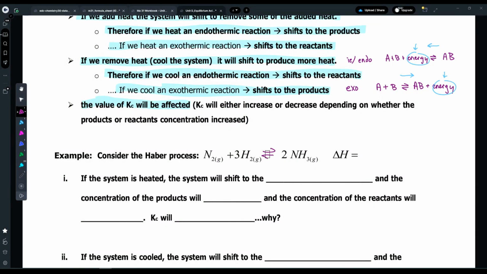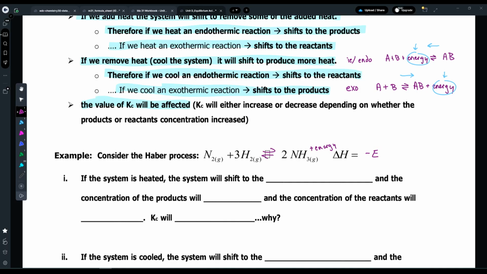Now, the Haber process is going to be an exothermic reaction. So it's got a negative amount of energy. So because it's an exothermic reaction, that means our energy term is going to be on the product side. So I'm just going to write energy over here. Now, how much energy there is doesn't really matter. What matters is if energy is a reactant or a product.